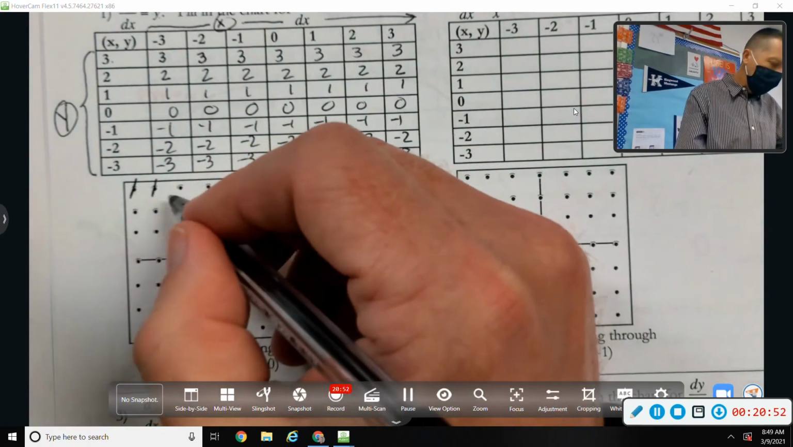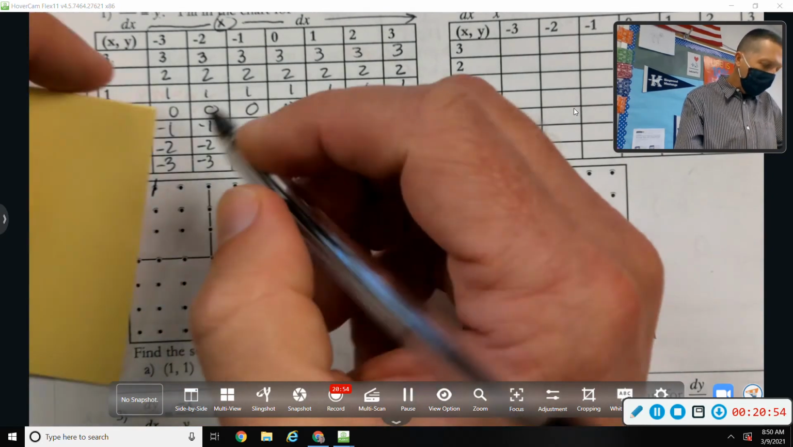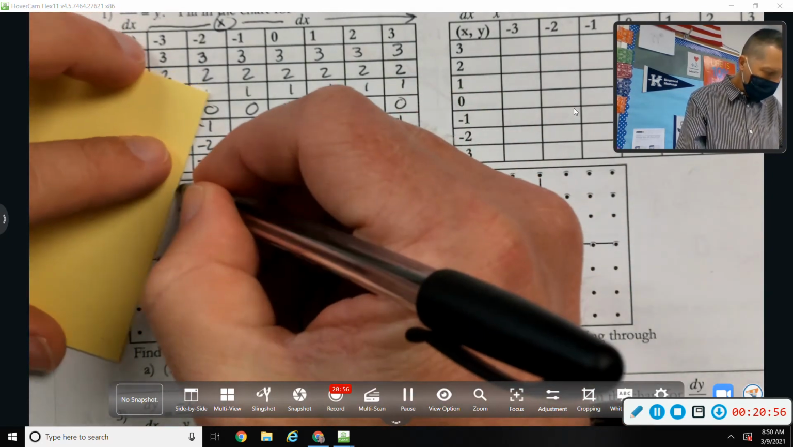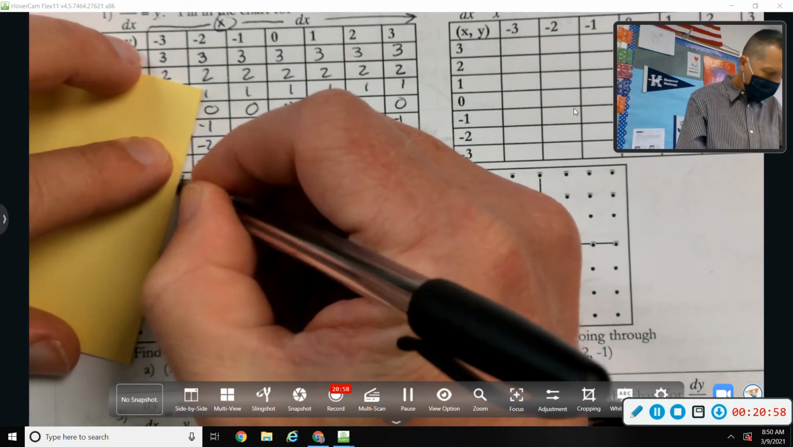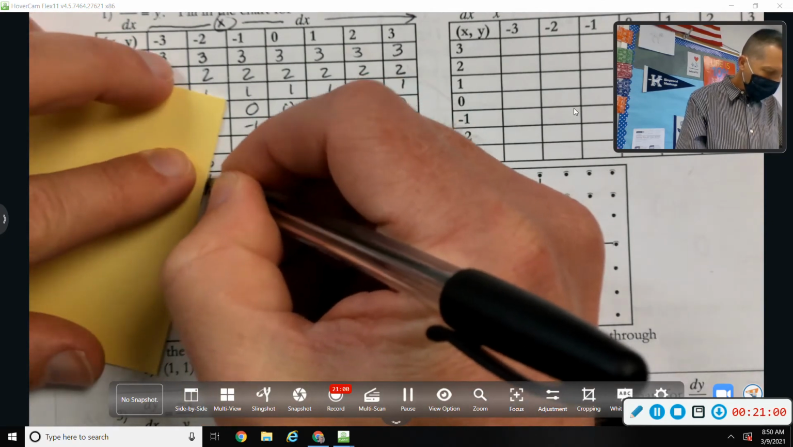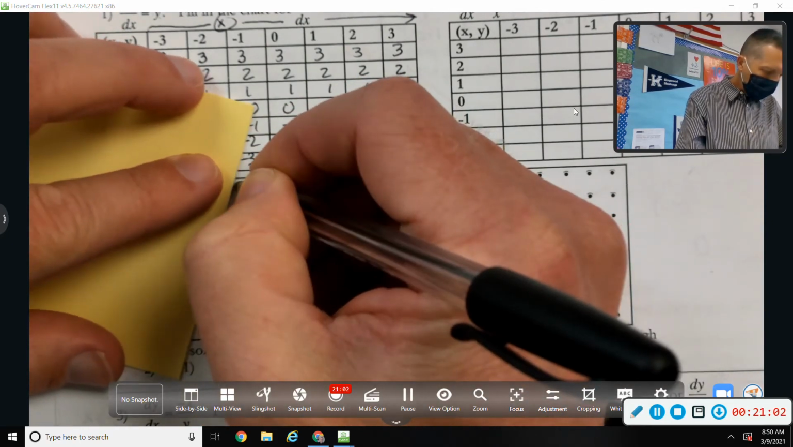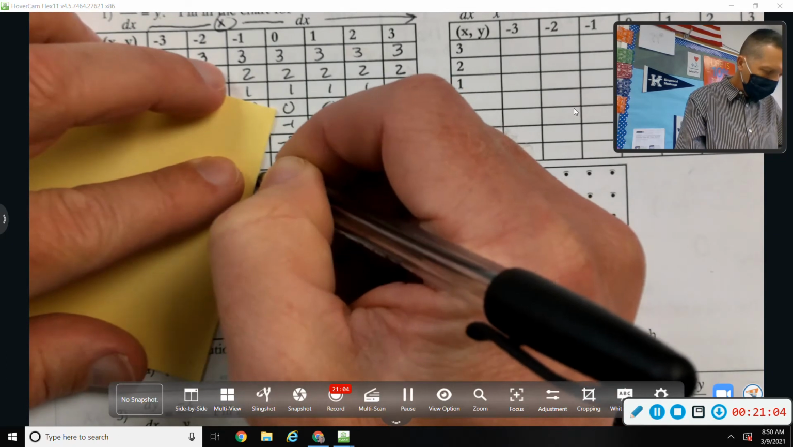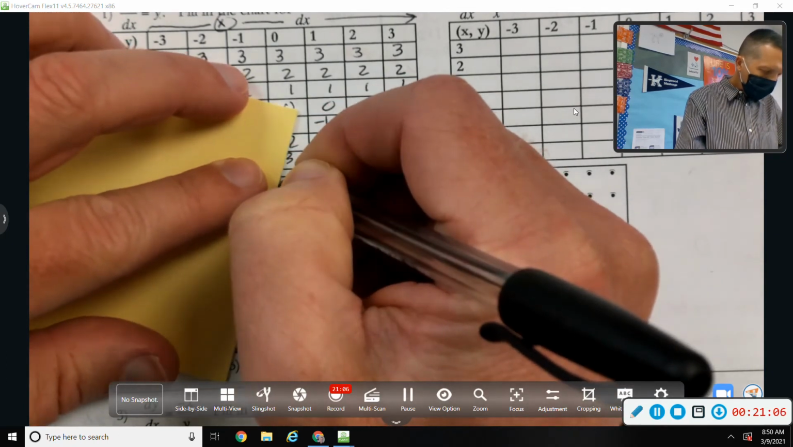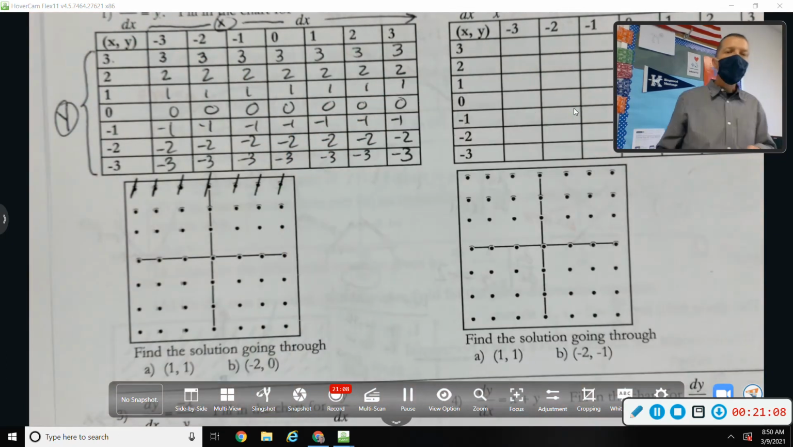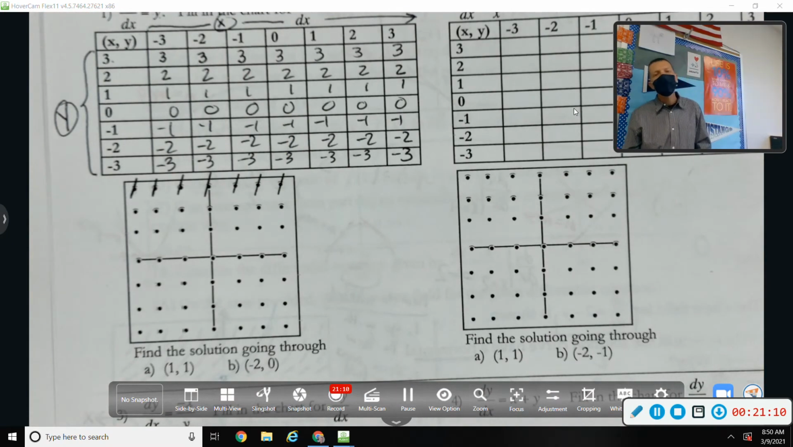In fact, all of those places where y is 3, the slope is 3. So I'm going to do a slope of 3 at all of those. And all of those should be parallel. That's pretty good. All of those have a slope of 3.